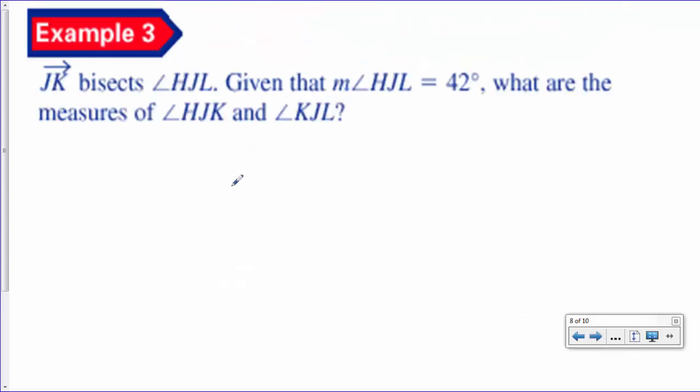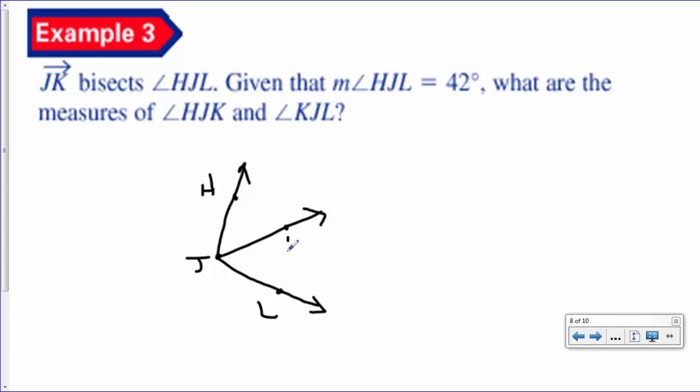Our next example deals with angles. First, I'll draw a picture of the situation. I have angle HJL, where JK bisects that angle. I'll label it HJL, and JK is the bisector, so I will label this ray JK.